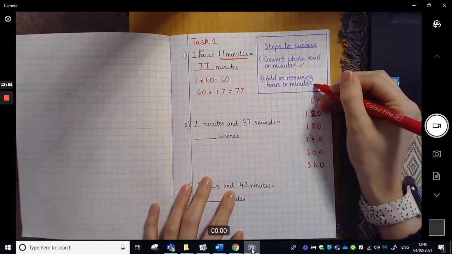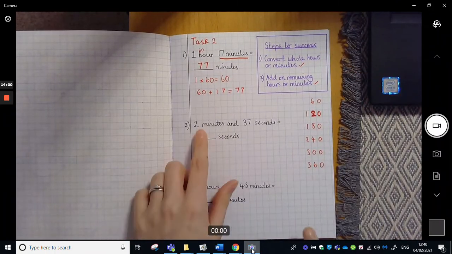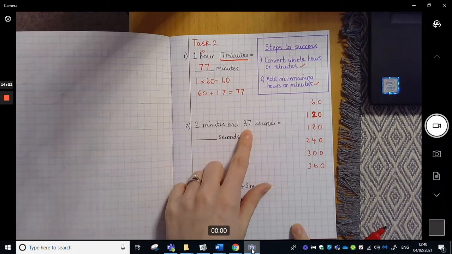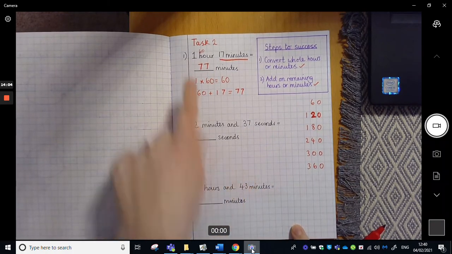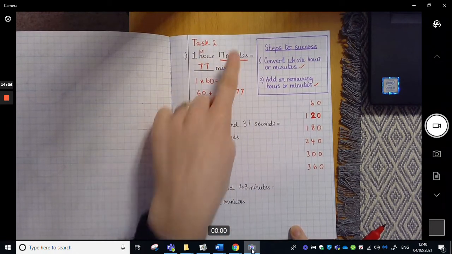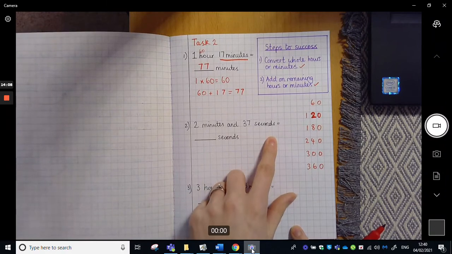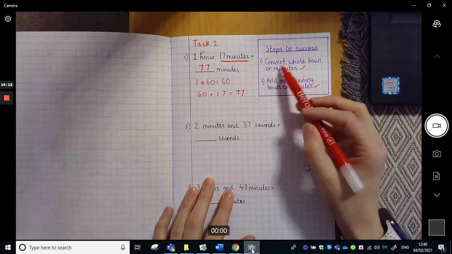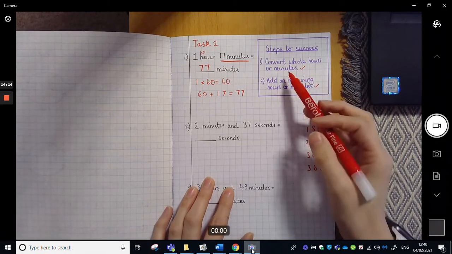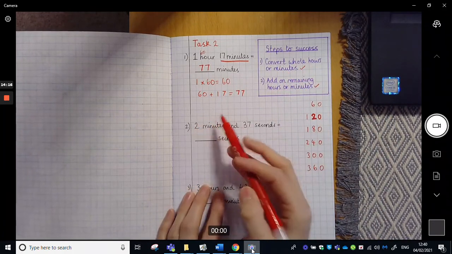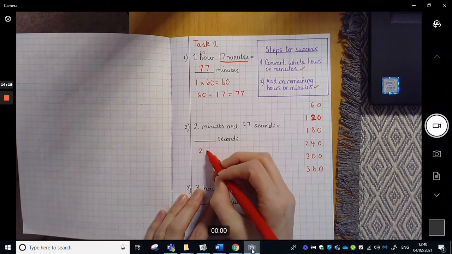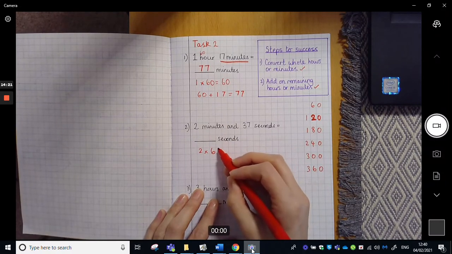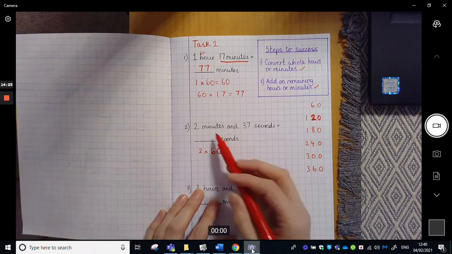Okay, let's look at another example. So this time I've got 2 minutes and 37 seconds. So it's following exactly the same steps, whether it's hour or minutes or seconds. That's because both are equal with 60. Okay, so the first thing I need to do is convert my whole hours or minutes. So I've got 2 whole minutes. So I need to do 2 times 60, because there are 60 seconds in 1 minute.